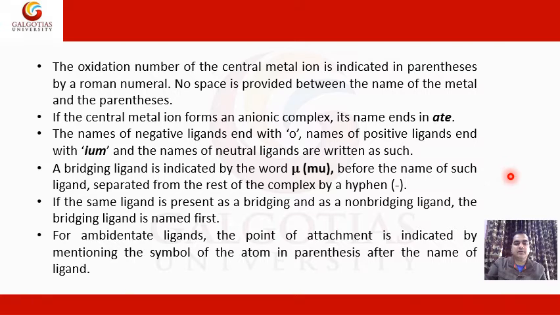Another rule is that if we have bridging ligands, they should be indicated by the Greek letter mu before the name of such ligand and separated from the rest of the complex by a hyphen. And if the same ligand is present as both bridging and non-bridging ligands, the bridging ligand is named first. For ambidentate ligands, the point of attachment through which it bonds with the central metal ion is indicated by mentioning the symbol of the atom in parentheses after the name of the ligand.